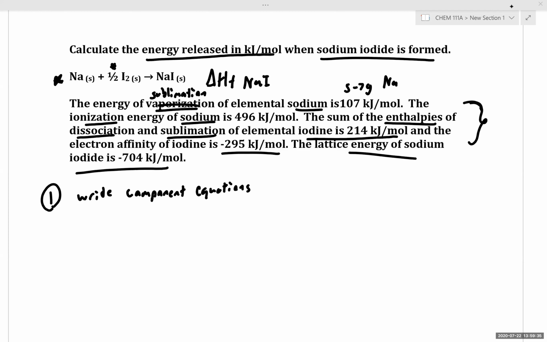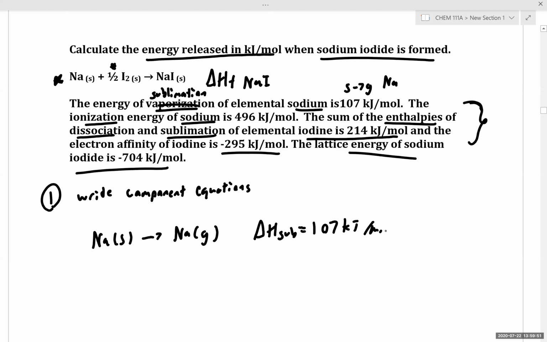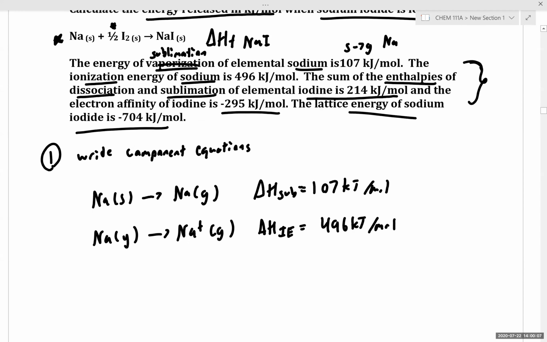Okay, so let's discuss this example. So first and foremost, let's write out my equation. For sublimation, we're going from sodium solid to sodium gas. This is our enthalpy of sublimation, which is 107 kilojoules per mole. The ionization energy of sodium is going from sodium gas to sodium plus in the gas phase. This is the enthalpy of ionization energy, which is 496 kilojoules per mole.